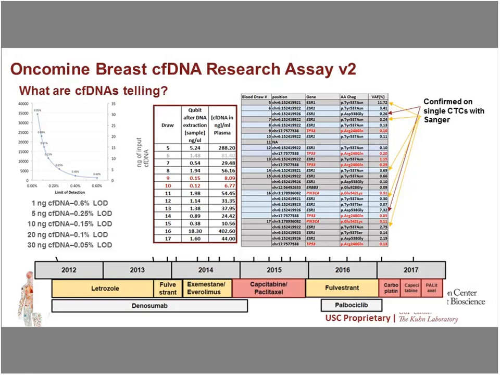A big surprise from the Oncomine result is we found both PIK3CA and TP53 mutations in draw 16 and 17. This combination wasn't there before in the earlier plasma samples. So compared with her treatment history, draw 16 and 17, both of them were sampled in 2017.